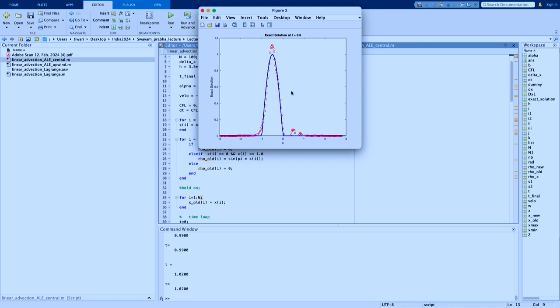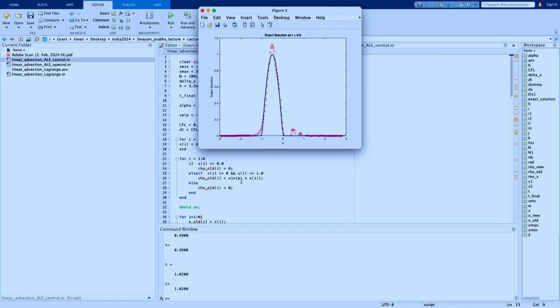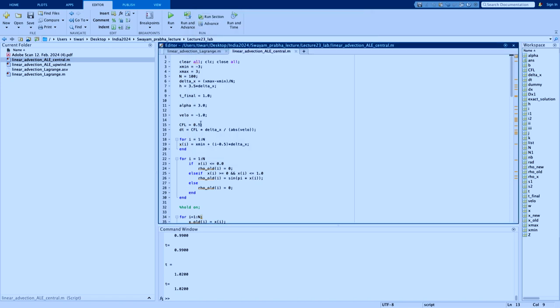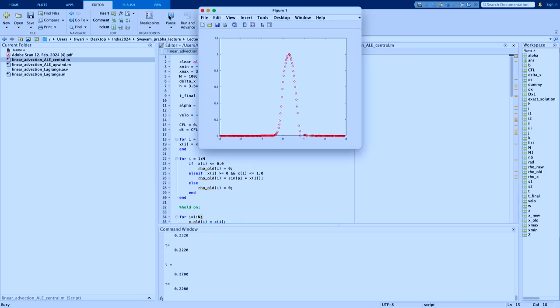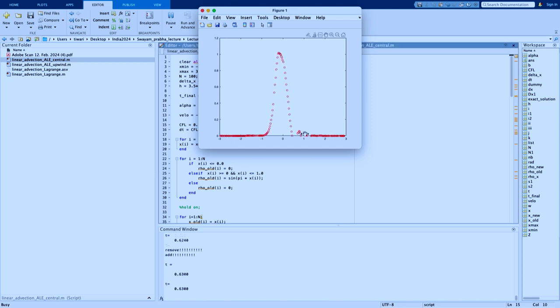So, here also I get the oscillation. What will happen if I select, maybe it is due to the large time step? So, let us take our CFL number 0.1, very small. What will happen? Yeah. So, it doesn't matter. If you decrease your time step, it doesn't help. Yeah, it is still oscillating.